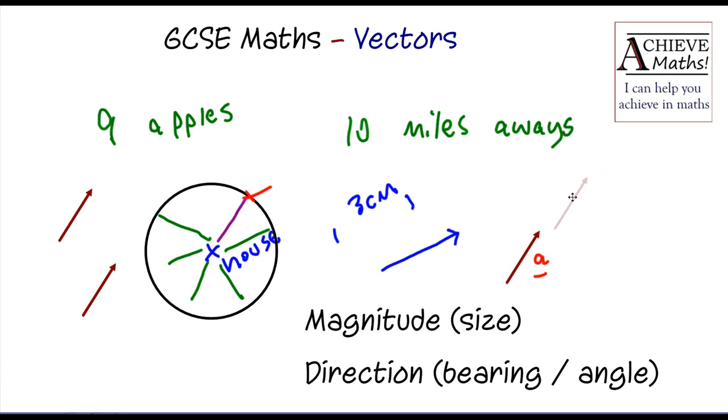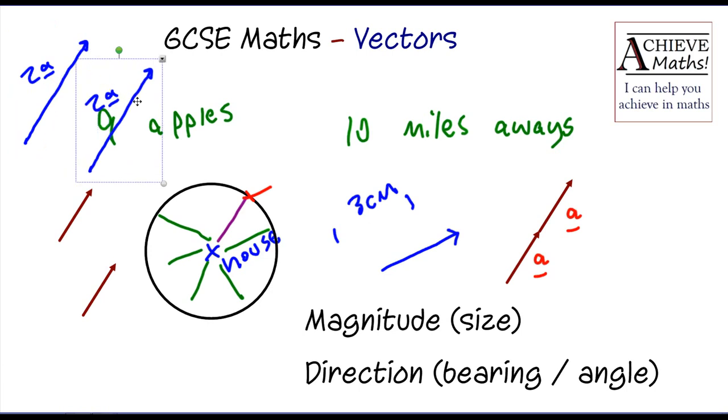So what if that's a? Well, what if we put another a next to it? What do you think you've done? You've done one a, and you've done another a. So guess what it's going to be? It's going to be 2a. This new vector, a whole new arrow, would now be 2a. And you could take this vector and do whatever you wanted with it. That vector is still the same, no matter where it is, it's still facing the same direction, doing the same thing.